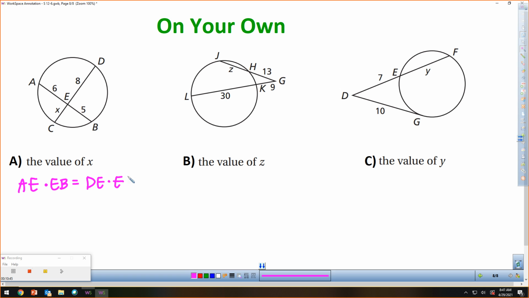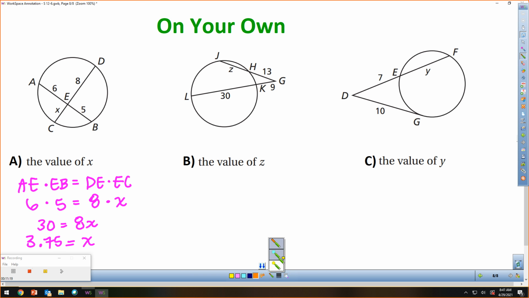There you go. Okay, so what's AE? Times EB, which is? Equal to DE, which is? Times? 6 times 5? Okay. And then 8 times X? 8X. 30 divided by 8. Do you have a calculator? Okay, it's 3.75. So for the first one, guys, you should get 3.75. Does anybody not get 3.75 for X?